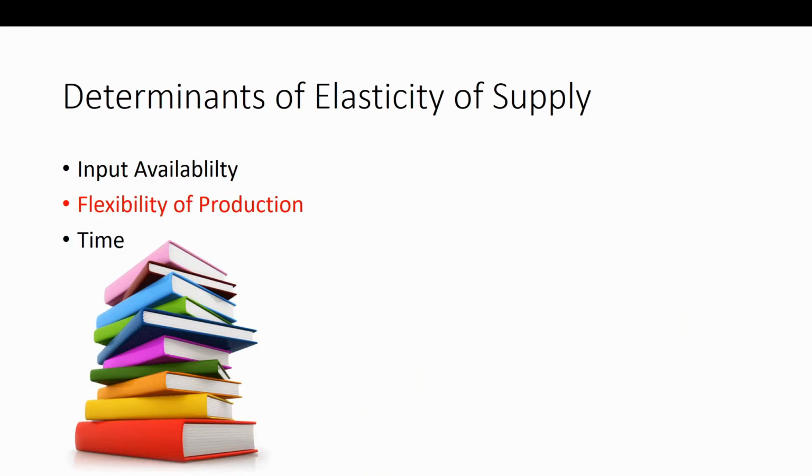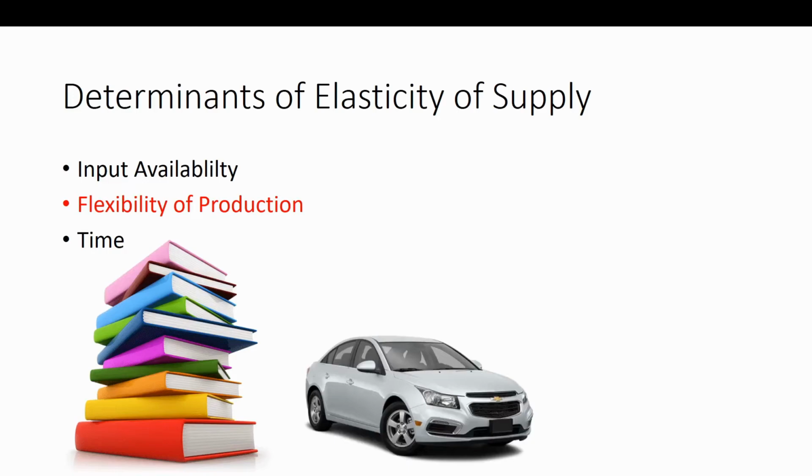So let's assume that you have a book factory, right? You make books for a living. That's all you do. You have a factory where you print books. Okay? Is it going to be possible for you to transform that factory to start making Chevy Cruzes? Maybe, but not very quickly, right? It's not a very flexible thing for you to do. So for you to switch from supplying only books to supplying cars is going to be very hard, right?